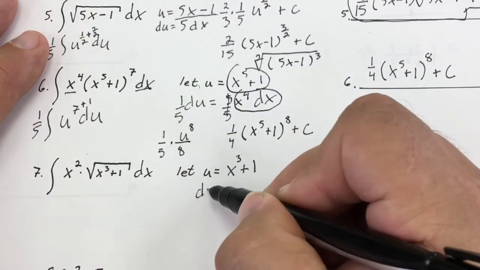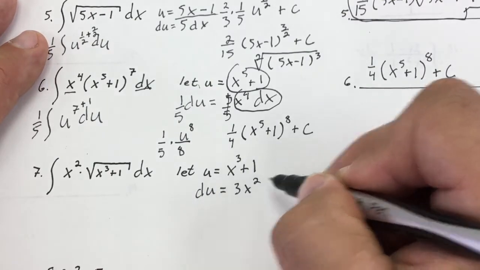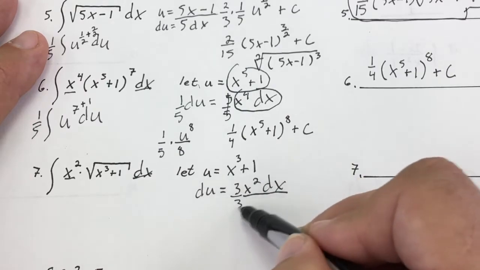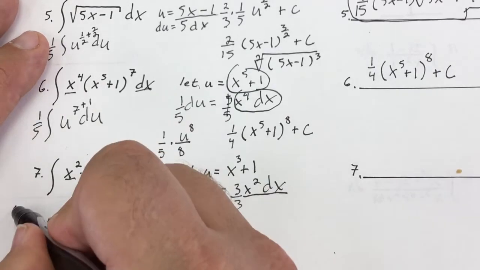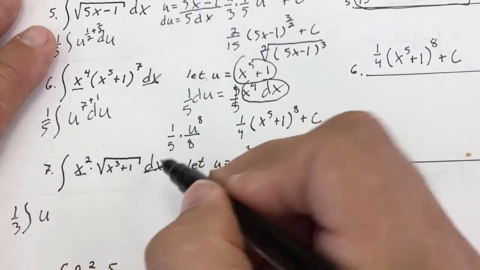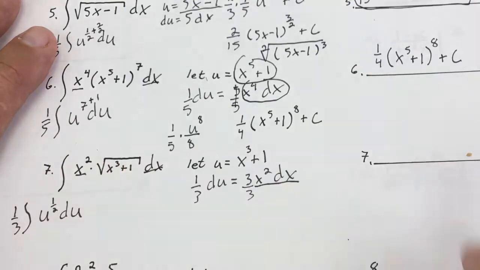I'm going to take the derivative of both sides. du is going to equal 3x squared dx. Notice my x squared dx will simplify, but I have to divide both sides by 3. And this is going to give me a new integral with 1 over 3 in front, u, square root of u, or u to the 1/2, in the u world, du.